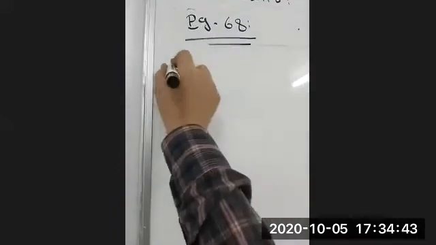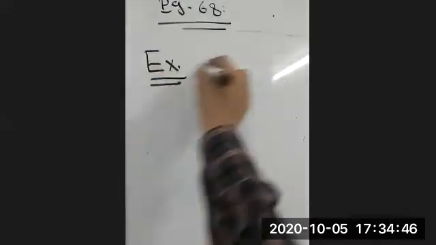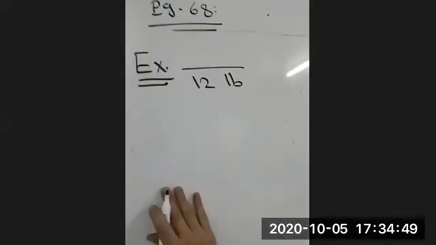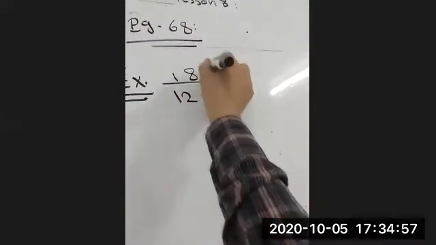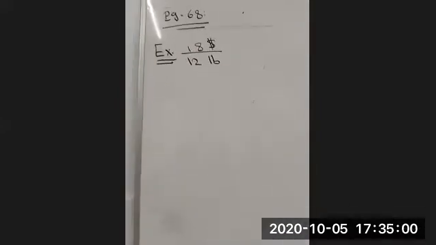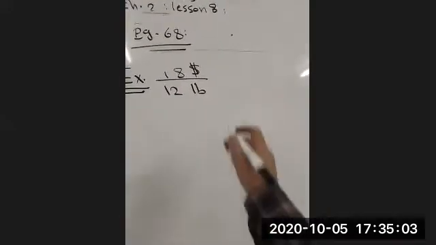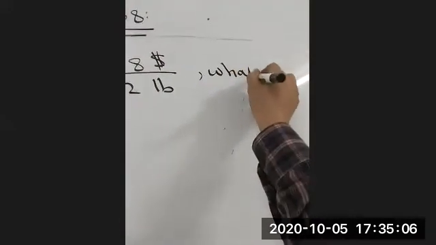Go, Hisham. A bulk food store sells a 12-pound bag of red delicious apples for $18. Wait, Hisham. So in example 2, guys, the first rate we have here is 12 pounds of apples sold for $18. Continue. At this rate, what is the price of a 15-pound bag of apples?